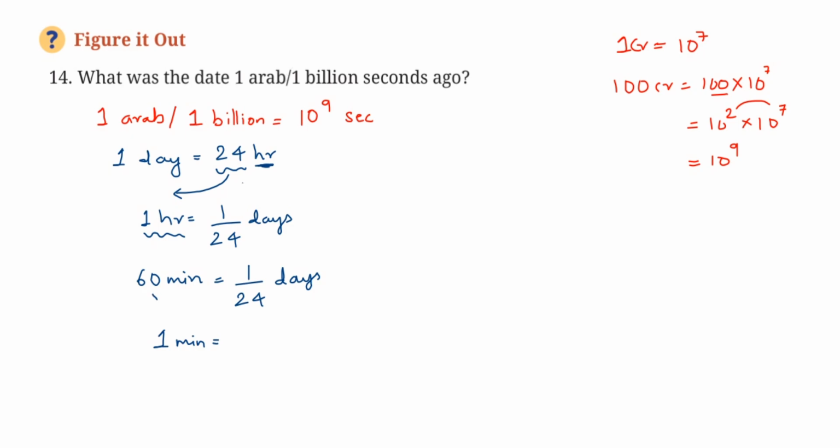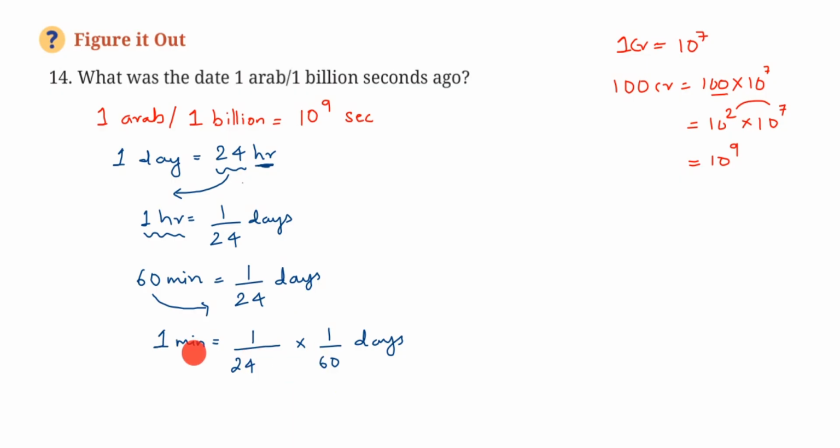I have seen in schools that in the transpose method, if the number is in multiplication, when it goes to the other side, it goes to division. That is one way. Or divide both sides by 60. When you divide, we get 60 in the denominator along with 24. That is one way of doing it. Or you can also write it as times 1 by 60 day. Now I have 1 minute equal to this many days. This is fractional, a very small value.